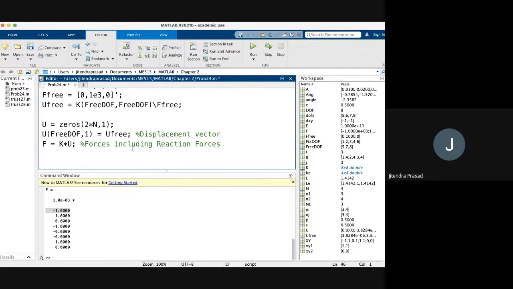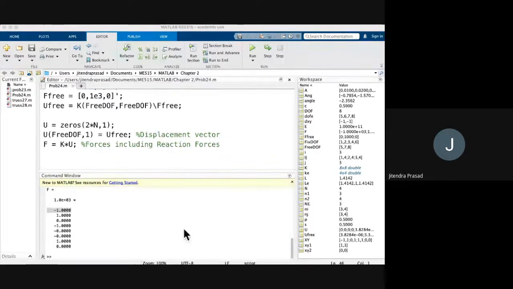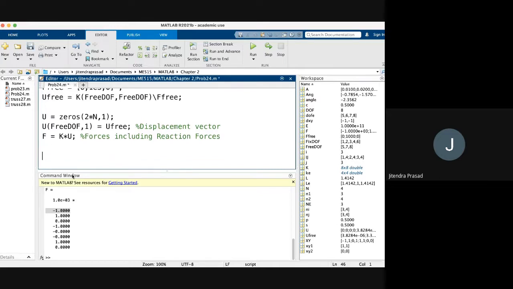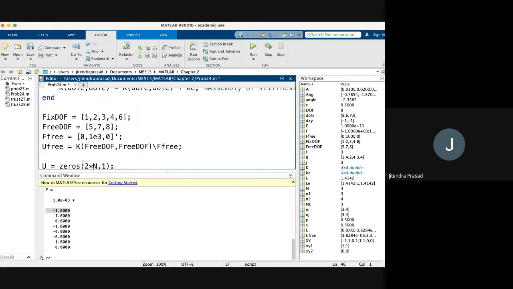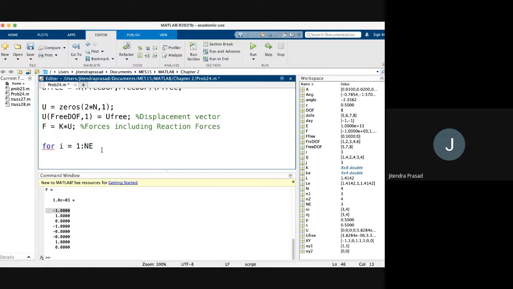Every truss element has 2 nodes, and each node has 2 degrees of freedom, and finally we have to find out how the displacement is in the direction of the beam itself. So meaning that for every element we have to process accordingly, so for i equal to 1 to number of elements, we are going to process that.